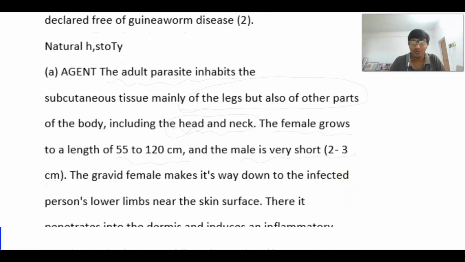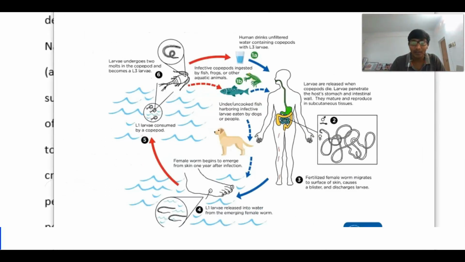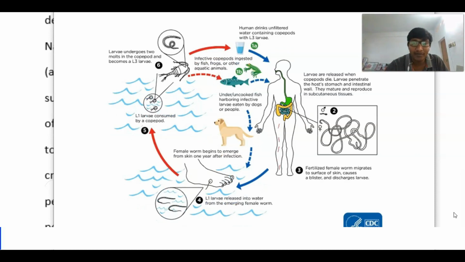Now I want to show you the life cycle of this guinea worm. A person drinks contaminated water, and this contaminated water contains copepods. Copepods are the tiny organisms that carry the larvae, which may be present in the water or in the frogs, crabs and fishes that we eat.